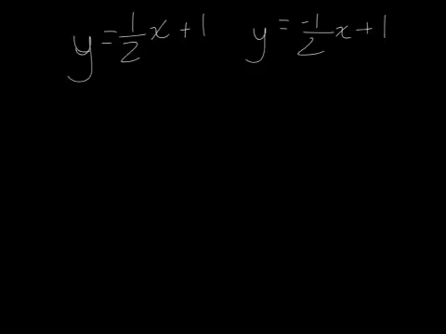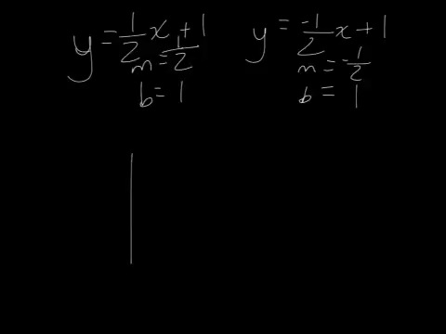So for our first one, for both of these, our b is equal to 1, and for our first one, our m is equal to positive 1/2. For our second one, our m is equal to negative 1/2, and our b is still 1. So let's look at the difference between the graphs.